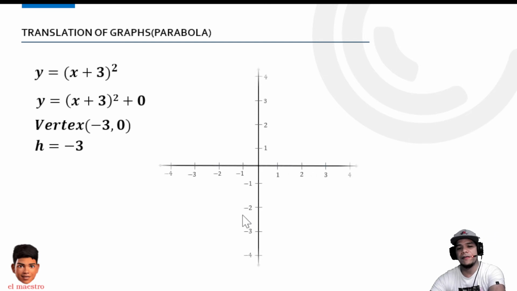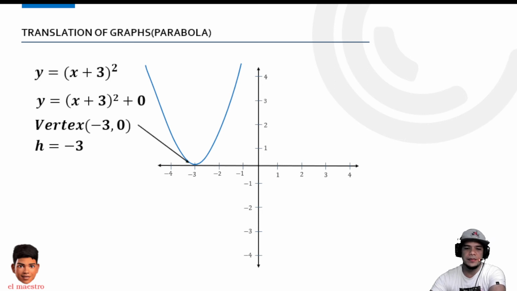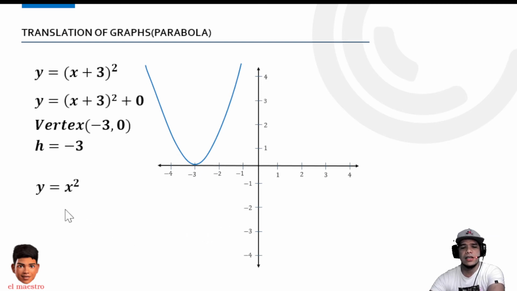So let's graph. So negative 3, nandito yan. Okay? So let's change the value of H. Tingnan natin ano yung shifting niya. Okay? Diyan yung origin niya, negative 3, 0. Tingnan natin. Let's change y is equal to x squared. So meaning 0 na naman yung k natin and h.